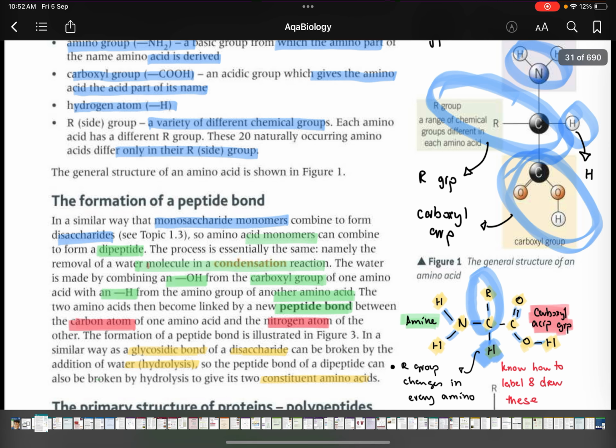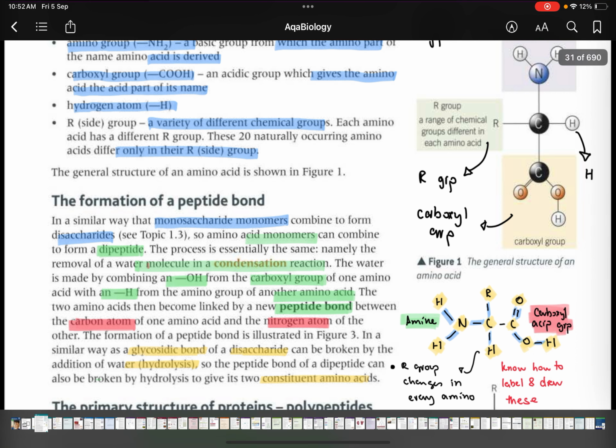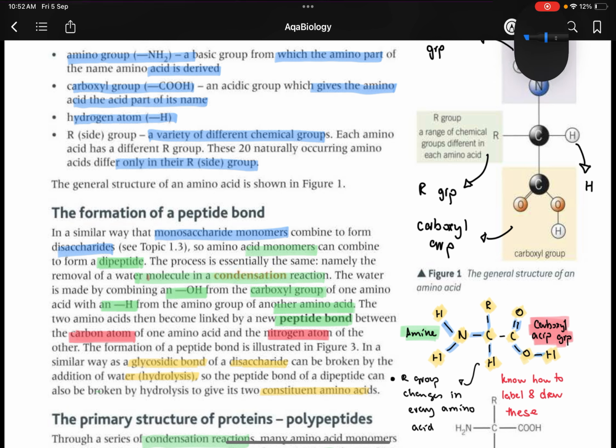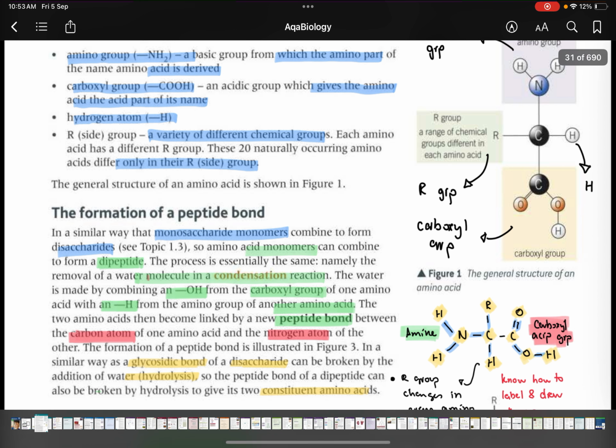Now, once again, you do need to know the structure. It is so important, and it's such a common exam question. So once again, right here is our carboxyl group with C double bond OOH. Next, you have your amine group, NH2, just a small little hydrogen atom, which is just H, and then our R group, which is C, and then R is just variable depending on the protein.